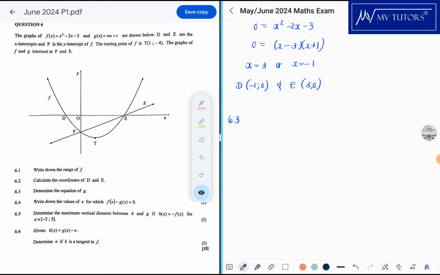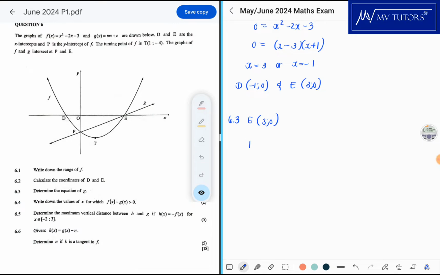Determine the equation of G. So that's basically the straight line graph. What do we need in order to get an equation of a straight line? Either we need a gradient and a point, or we need 2 points. Okay, and I can tell you we have E. That's one of the points, and we just calculated it.